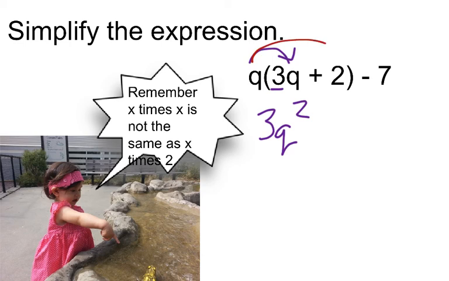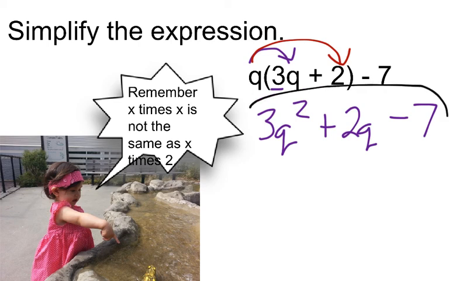Likewise, Q times 2, most of you are pretty good at this step. Q times 2 is 2Q. And then, of course, my minus 7 will stay the same. A common mistake is kids will think that they can combine Q squared and 2Q. Order of operations says I need to do my exponents first. So that is why you cannot combine any further. And this is actually in simplest form because I have no like terms at this point.